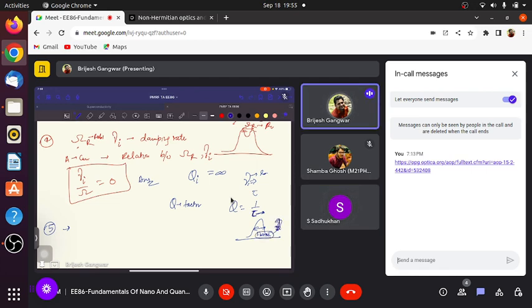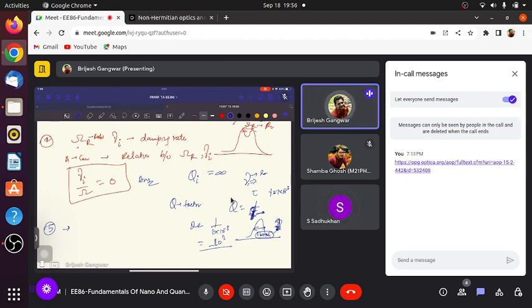This term only is known as gamma. So if you have gamma equal to 1 into 10 to power minus 3, then the Q factor will be 1 upon 1 into 10 to power minus 3, which is equal to 10 to power 3. This is the only relation between gamma and Q.